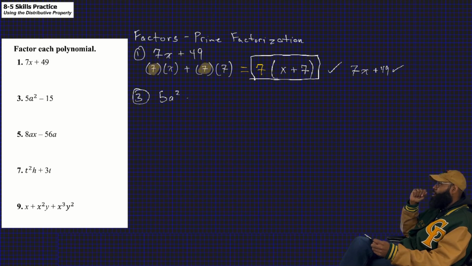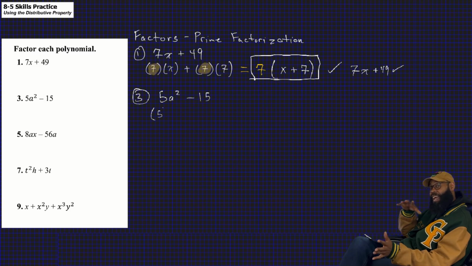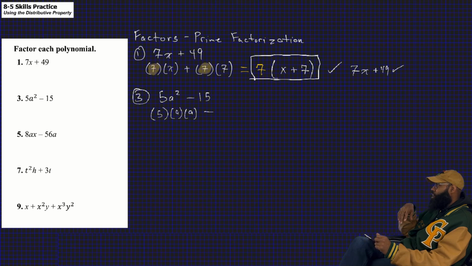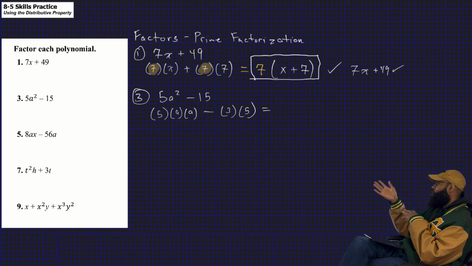Number 3, again, first term, 5a squared, second term, negative 15. Yes, negative 15, or minus 15, doesn't matter. But I got 5 times a times a. You notice I didn't say a squared, prime factorization. And of course, keep the minus and then just 3 times 5. So what do you see that they share? The first term has a 5 and the second term has a 5. That's the only thing they share.